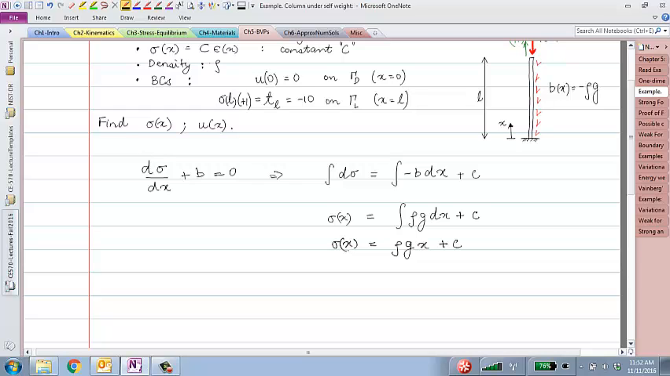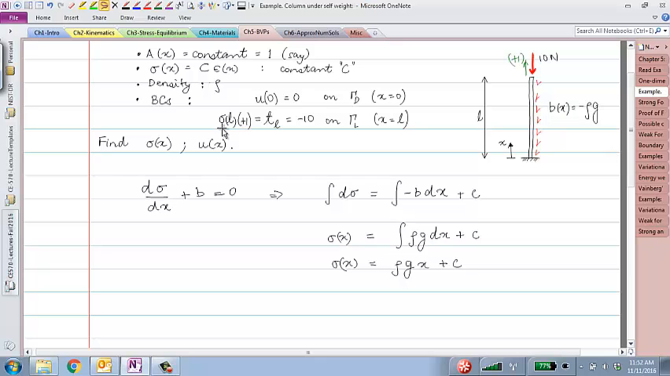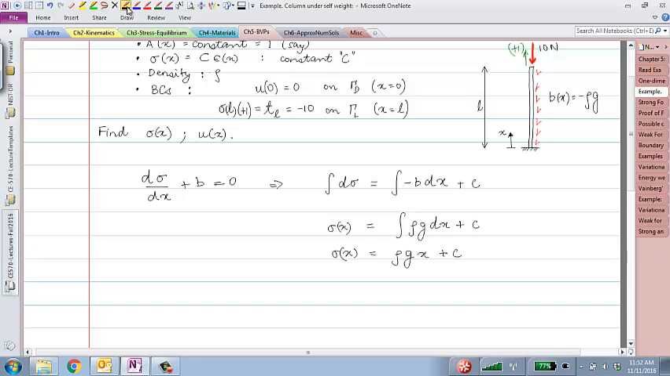How do I find c? The constant of integration? On the boundary condition. What boundary condition should I use? Right, the traction at the right or the top end is given to me. So I know that sigma L acting on the unit normal here is equal to TL, and that's given to me as minus 10 newtons. So I'll use that. Since sigma at L is equal to rho GL plus C is given to be minus 10, that implies that C is equal to minus 10 minus rho G L.